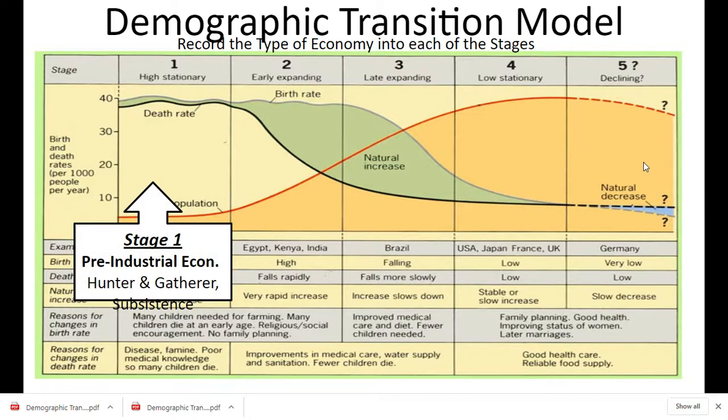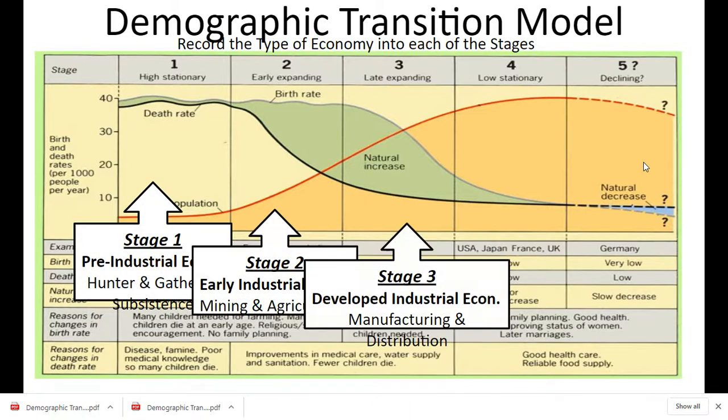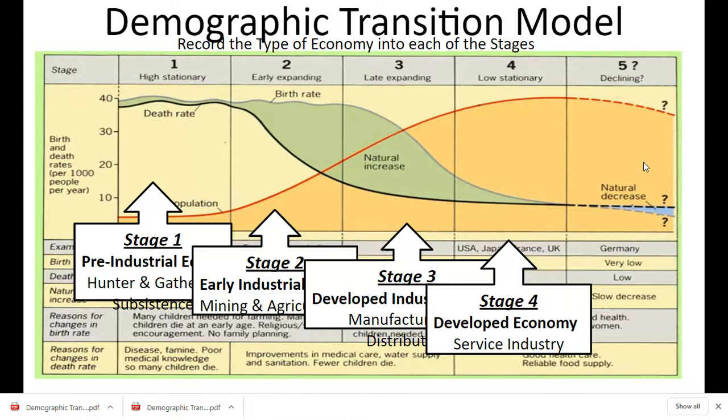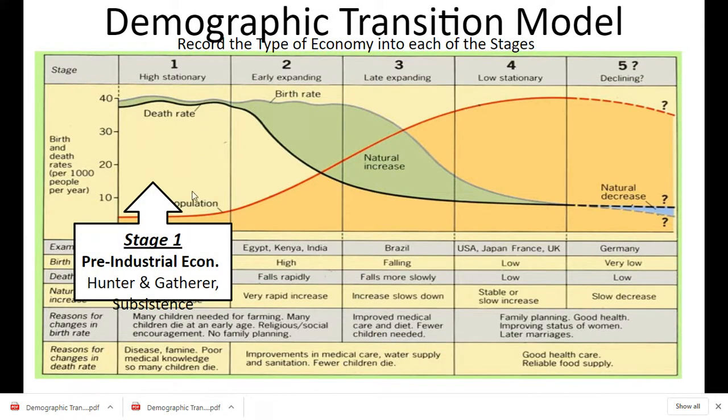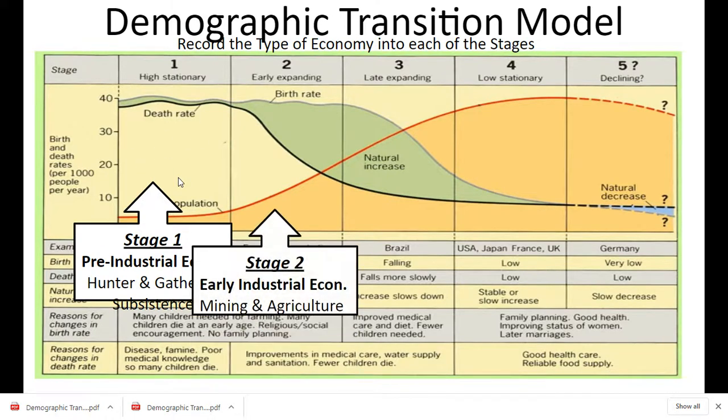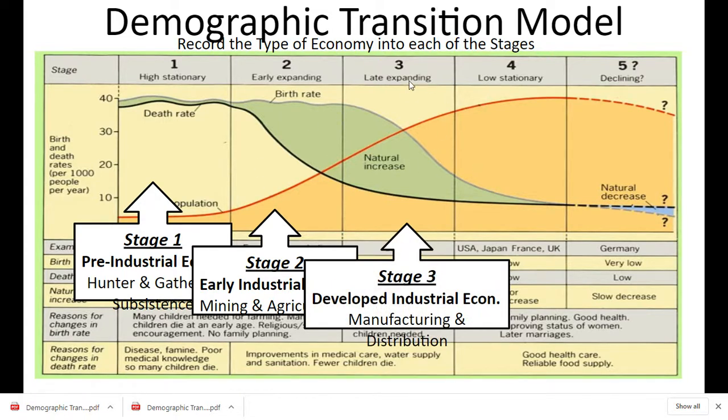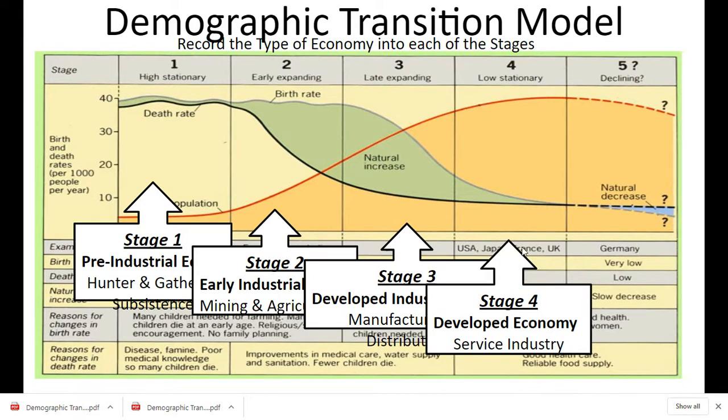So when I talk about the different pyramids, and again, this is just a review of the notes, here, I'll go back. Hunter-gatherers, that's why they don't have access to modern medicine yet. Mining and agriculture for stage 2. In the industrial age here for stage 3. And then kind of technological service industry for stage 4.